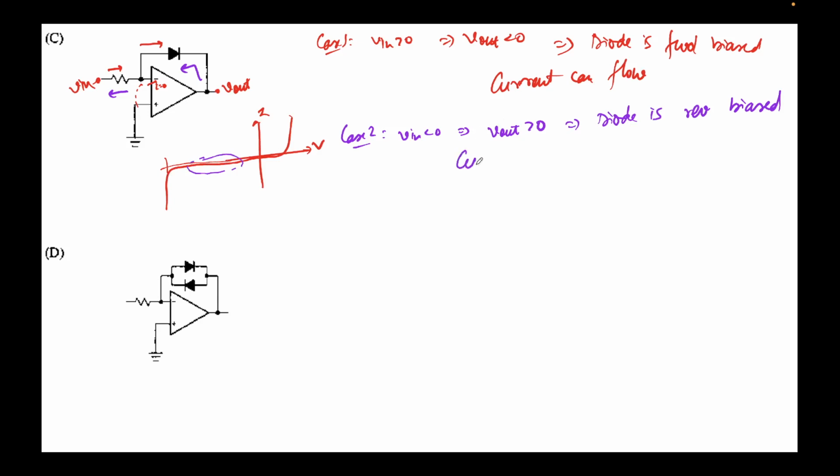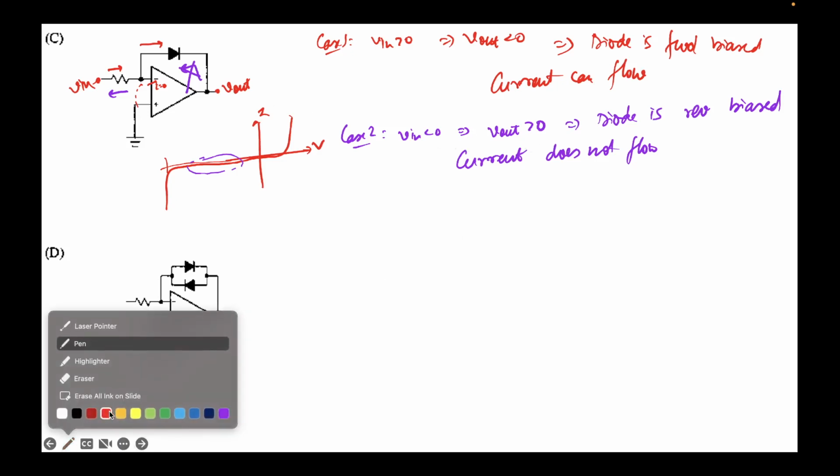So we can neglect these currents, this is very small, so current does not flow. Current does not flow means this path does not exist. So if this path does not exist, current cannot flow even here. So we can see that in this diode configuration, when the feedback is a diode, then no current can flow for negative V in.